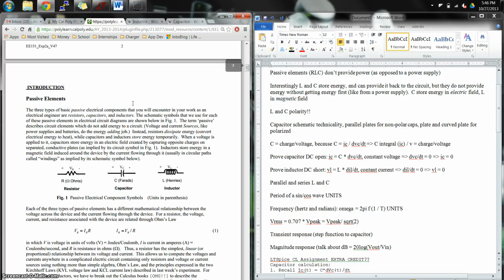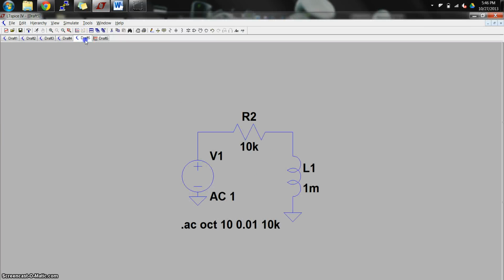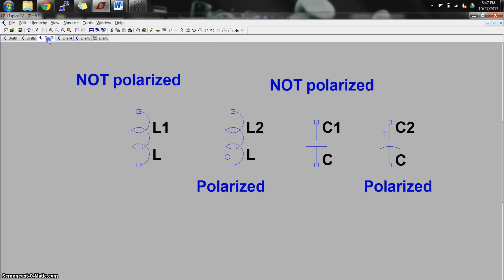So looking at the lab manual here, you can see we're learning about two new components today, capacitors and inductors. Both of these components are passive elements in the sense that they don't provide energy to the circuit, although interestingly they do store energy, but the only way they store energy is by receiving it from something like a power supply first, and then they can hold on to it and give it back later. An important thing about these components is that unlike resistors, they can, and most of them do, have polarity.